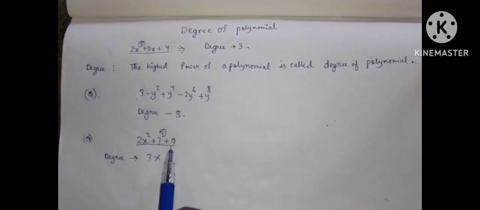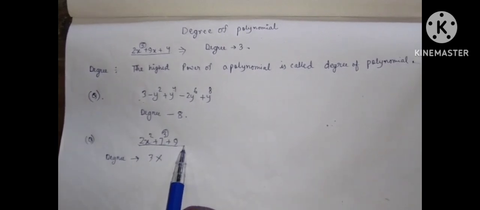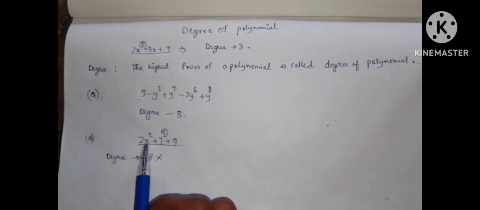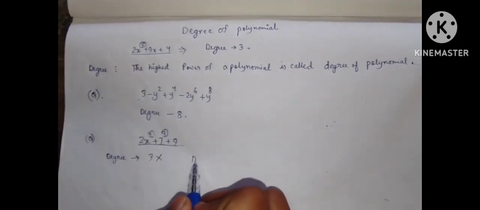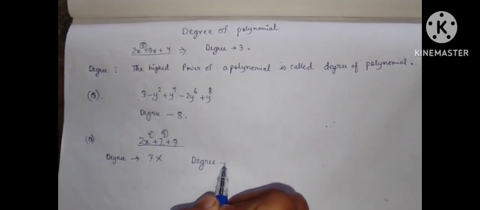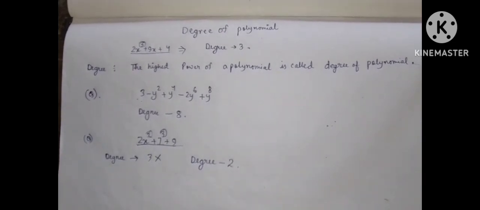Is there any letter? No. Is there any letter? No, there is no letter, right? So look here, since this is a letter, what is the power here? 2. So your degree will be equal to 2. Now that's the correct answer.